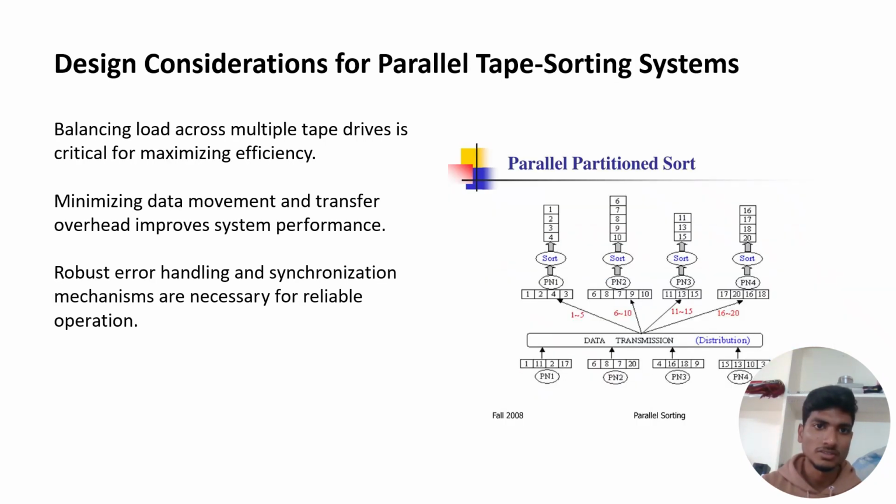Design considerations for parallel tape sorting systems. Balancing load across multiple tape drives is critical for maximizing efficiency. Minimizing data movement and transfer overhead improves system performance. Robust error handling and synchronization mechanisms are necessary for reliable operations.